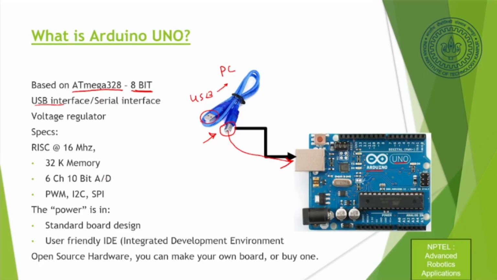In terms of specifications, it is operating at 16 megahertz, which is a very slow speed actually. Computer speeds are in gigahertz. This one is in megahertz. Because it is small, it has a very small memory. It is 8-bit, but that is enough to do very simple tasks. It has only 32K memory. It has 6-channel 10-bit ADCs. It has PWM, and we'll come to this as we go along. And the power is in the standard board design, and it is very user-friendly.